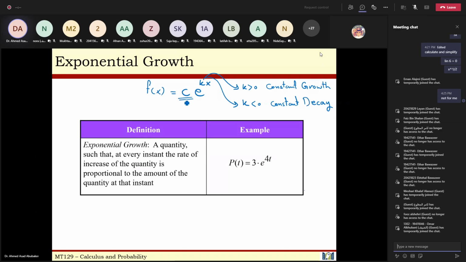And this is the initial population or initial amount, the initial quantity. Okay.